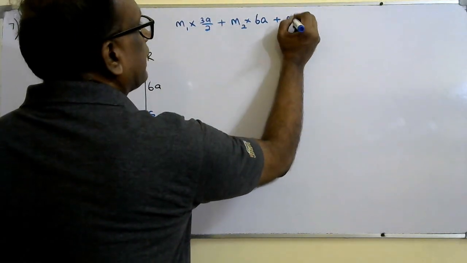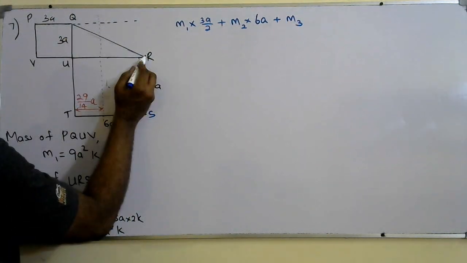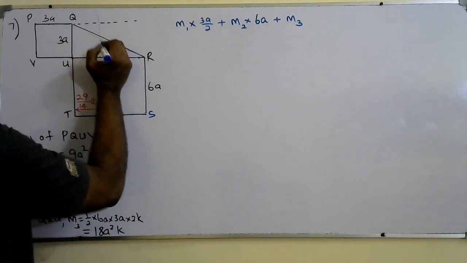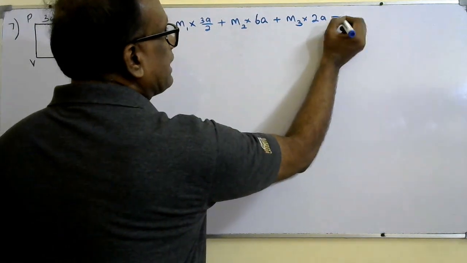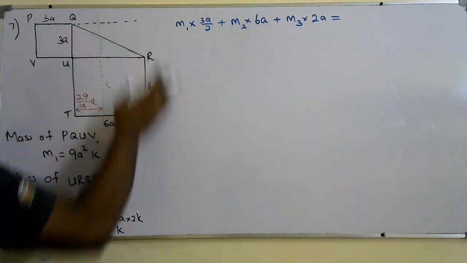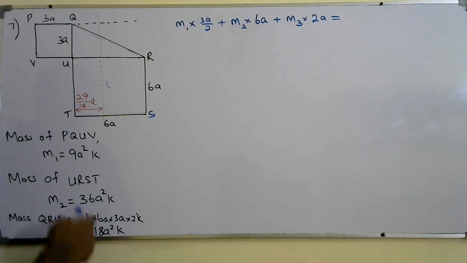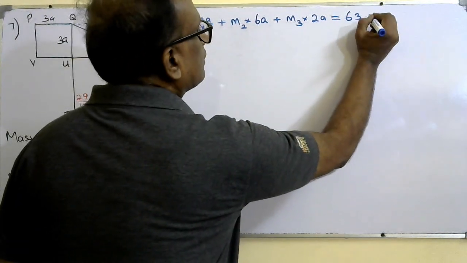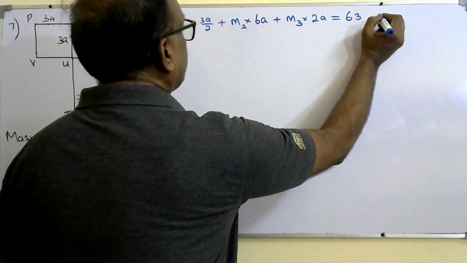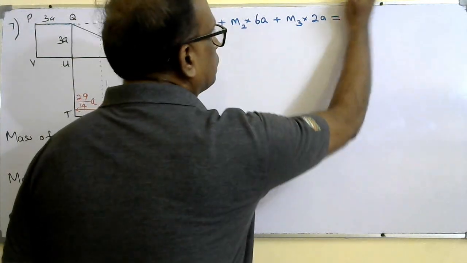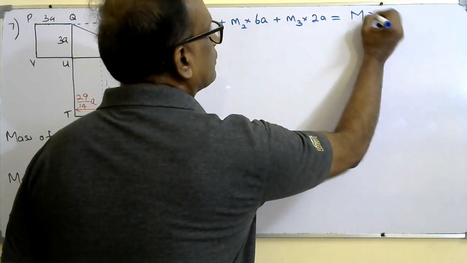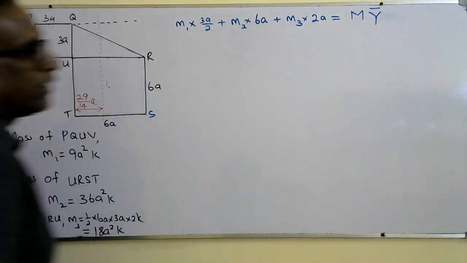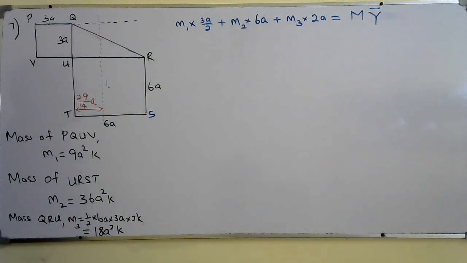Plus M3. M3 is for the triangle into the distance of the center of mass from the line PQ. Just now I showed 2A is equal to total mass. We found it earlier. Add all these, 63. I'll put it as capital M into Y bar. We'll find the Y bar. So Y bar is the distance from there. Okay, capital M is 63 A squared K.